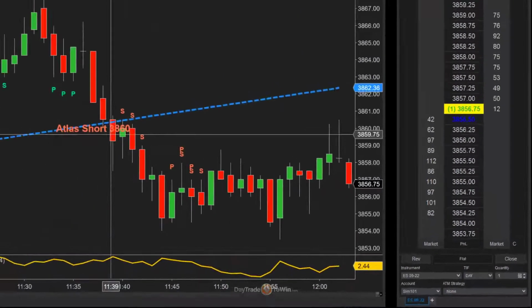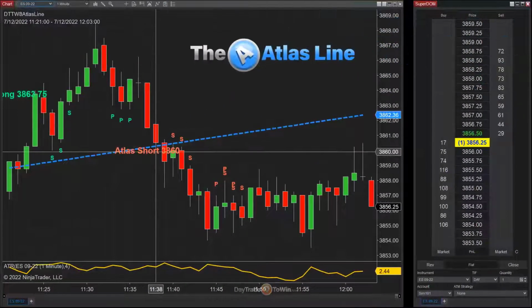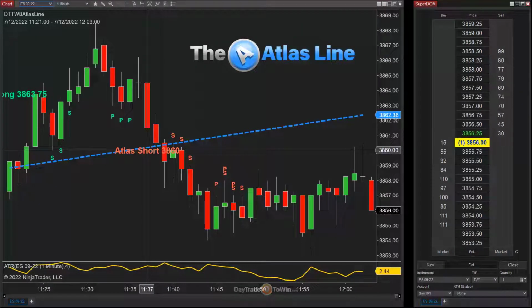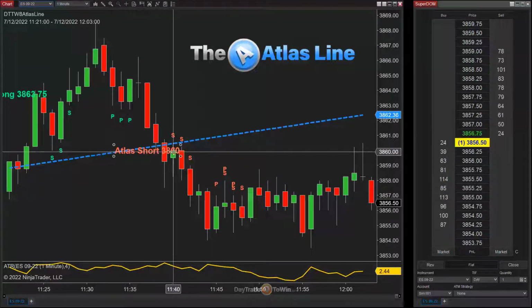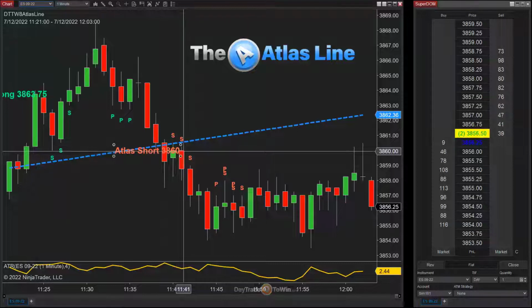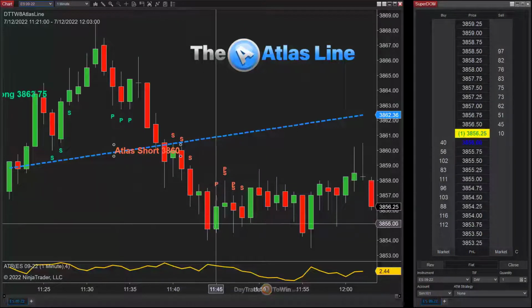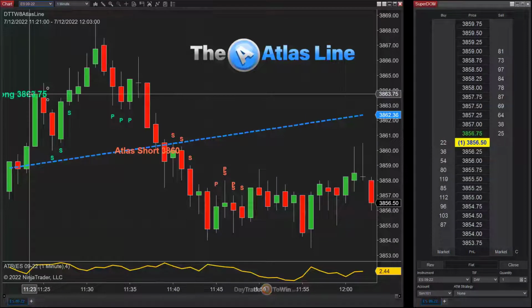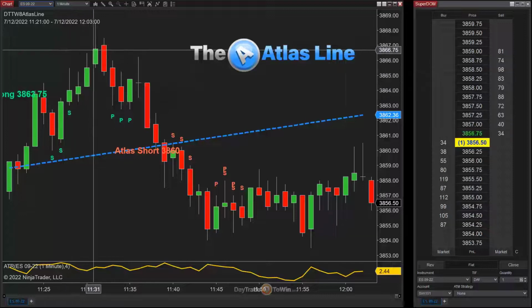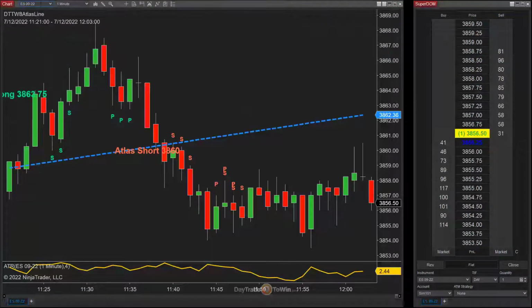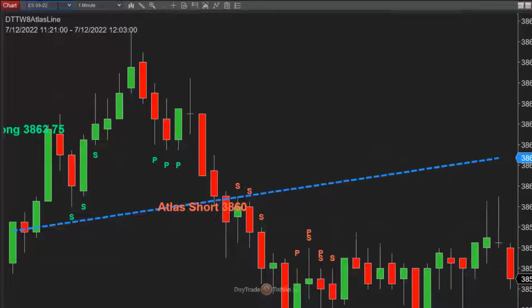We also have an indicator working here, the Atlas line from our website, DayTradeToWin.com, which is telling us the market is expected to go short around this area, and sure enough, price did drop. So this was a good signal, just like this long signal here, and price went up soon after that. You can confirm what market you're looking at by going to the top left of the chart.